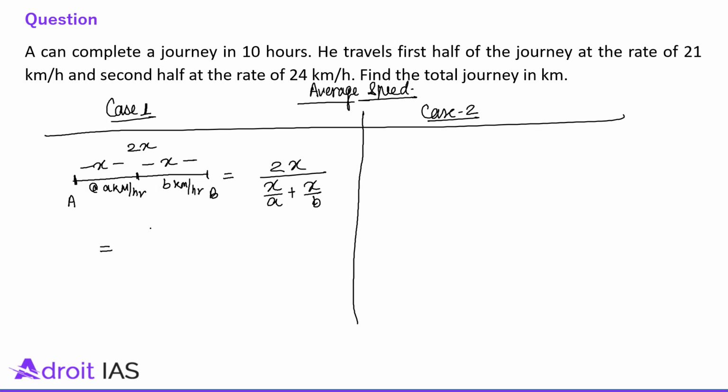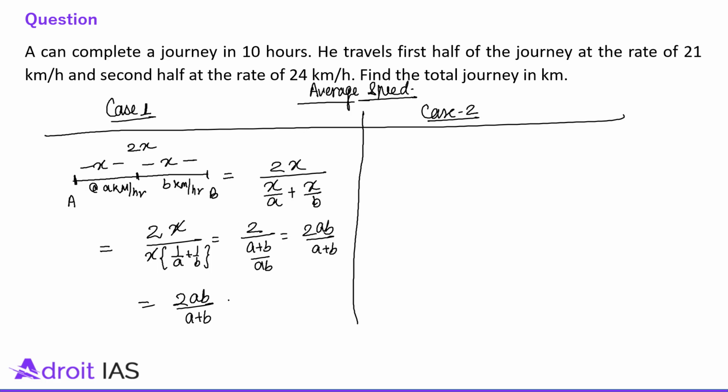Okay. So 2x divided by, if we take x common, 1 by a plus 1 by b, right? So x can be cancelled out. So 2 divided by (a plus b) upon ab, which is 2ab upon a plus b. Okay, everyone. So the average speed will be 2ab upon a plus b kilometers per hour. This is the average speed.